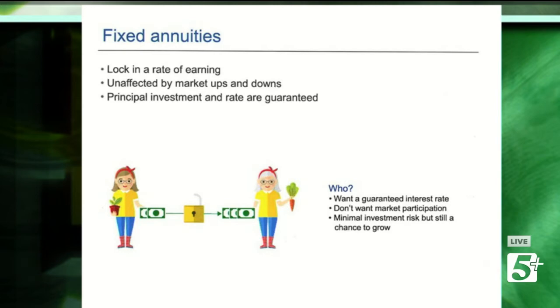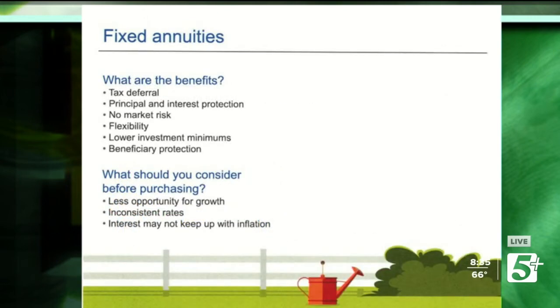All right, what are the benefits again? Tax deferral, principal and interest protection, no market risk, flexibility, lower investment minimums, beneficiary protection. Another nice feature with annuities is that if you pass, the monies go directly to the beneficiary. There's no probate or delays. So this can also play into your estate planning, how you can use these for that.